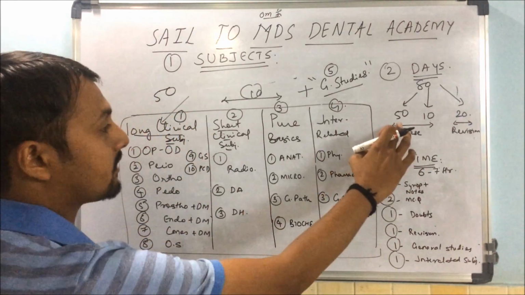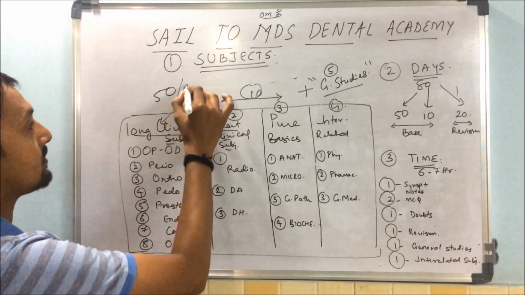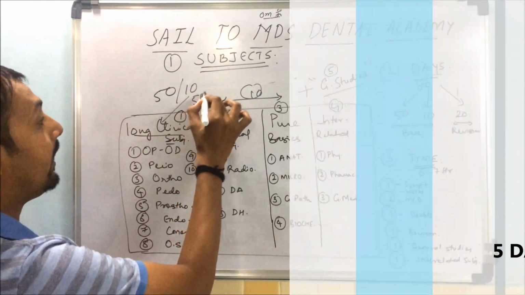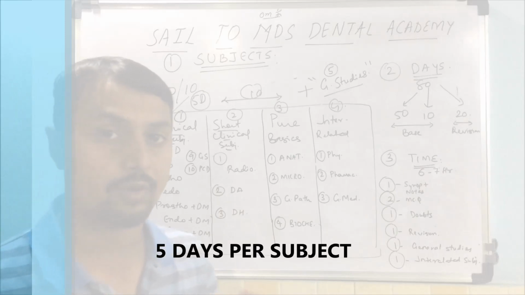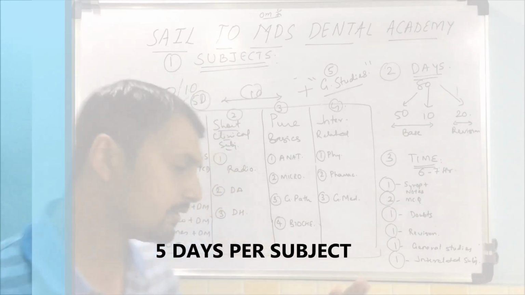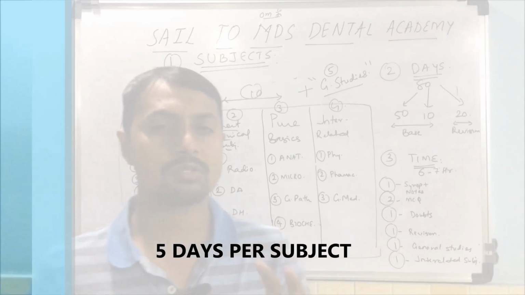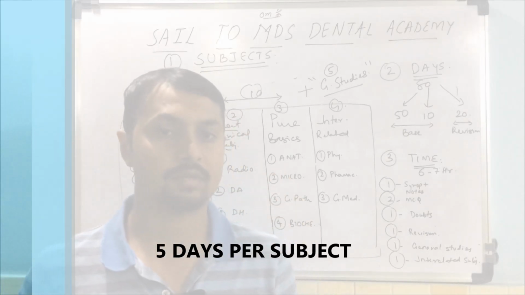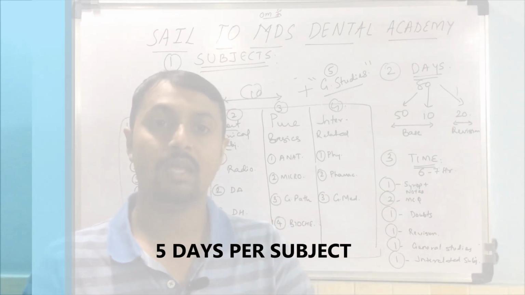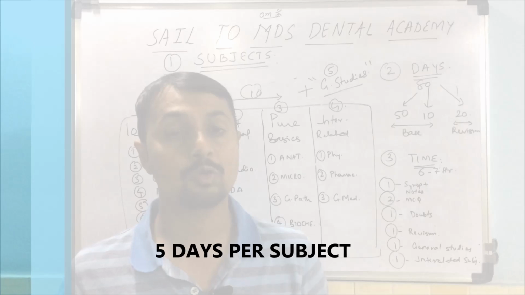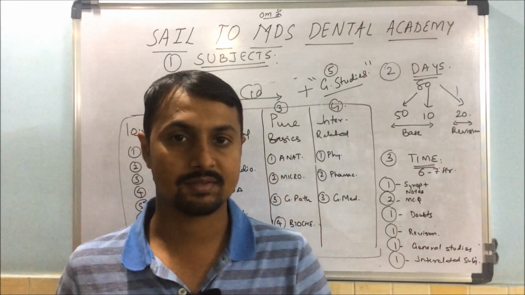So let's come to these 50 days. You have to divide these 10 subjects in 50 days, so you will have 5 days for each subject. What do you have to do in these 5 days? Let's take the simple example of oral pathology and oral medicine. In oral pathology there are around 12 to 14 topics. You divide these 14 topics in 4 parts, so for one day you will have 3 topics.